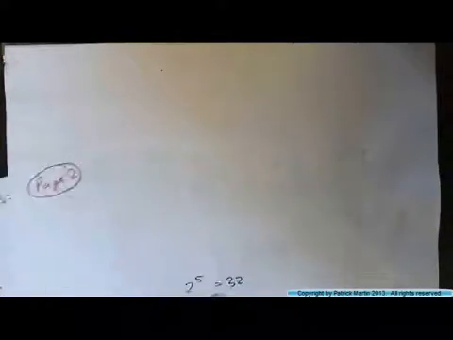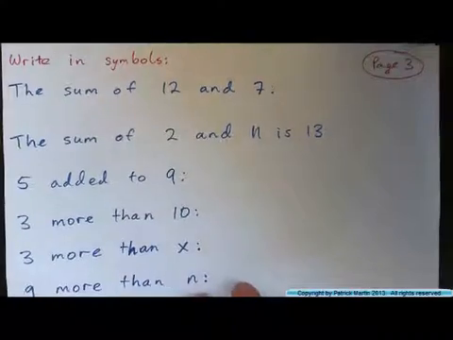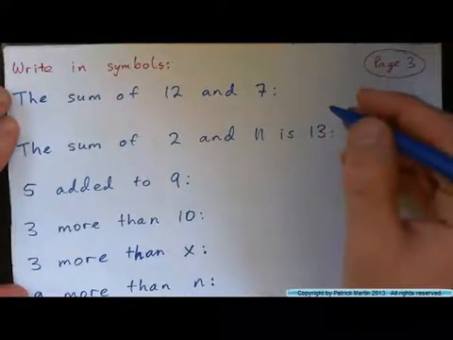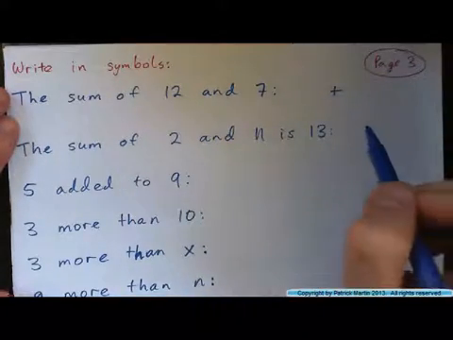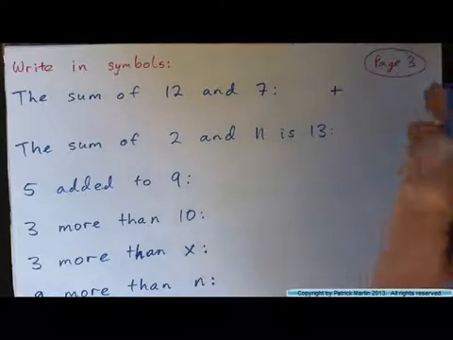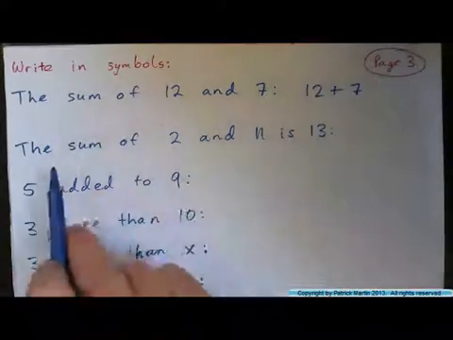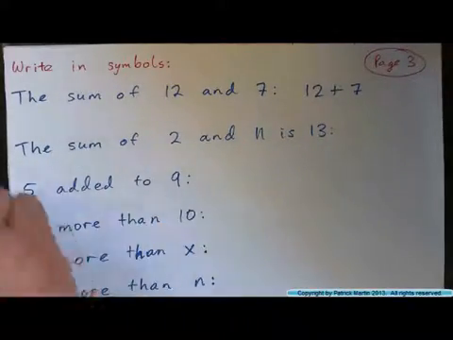And page 3, we'll go from words to symbols. So how would you write the sum of 4 and 7 with symbols? Use the plus sign. The sum of 12 and 7? 12 plus 7. How about the sum of 2 and 11 is 13? How would you write that with symbols?